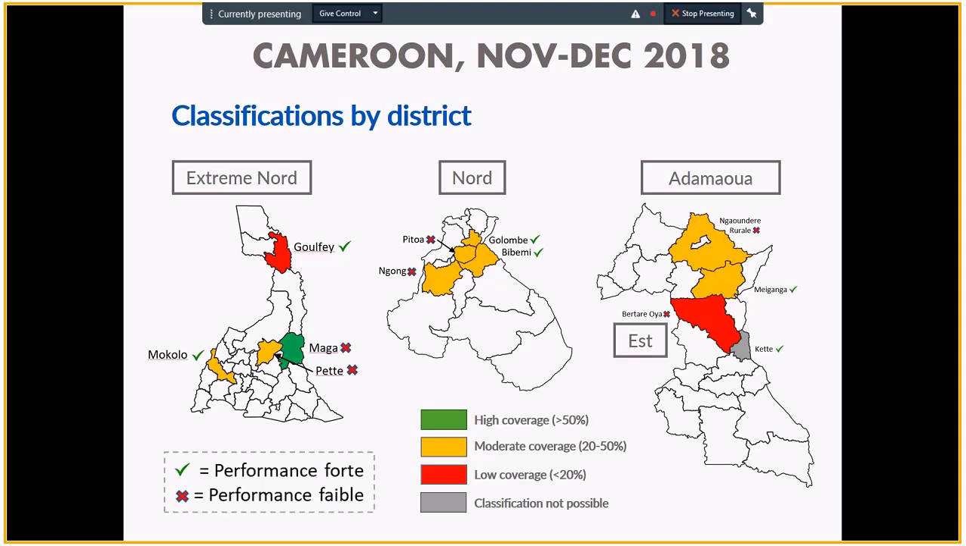UNICEF does provide support, but it's a very, very light support. It basically supplies the product, and it funds the salaries of a couple of regional level staff who then implement the programs on the ground. But it's a much lighter support than you would see in a program.